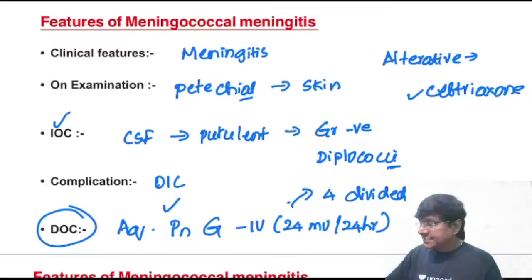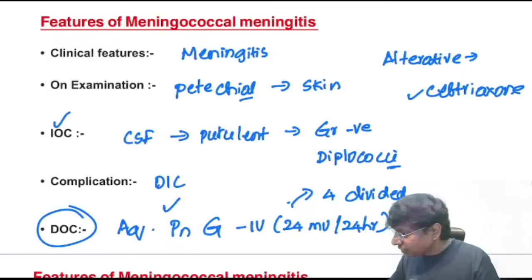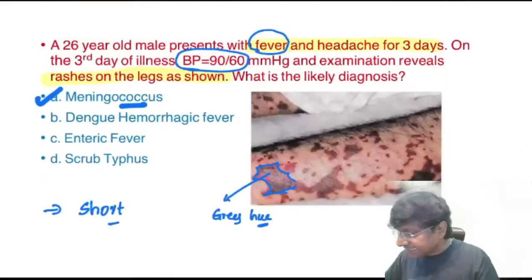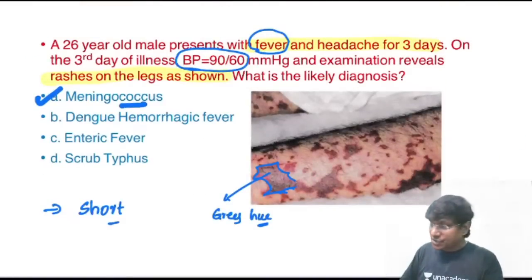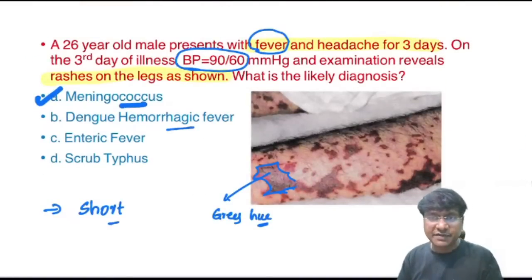Okay, so this question makes me quickly recap Neisseria meningitidis, which is also called meningococcal meningitis, and I will also try to rule out the other options. You take dengue hemorrhagic fever. What are the points against dengue hemorrhagic fever?